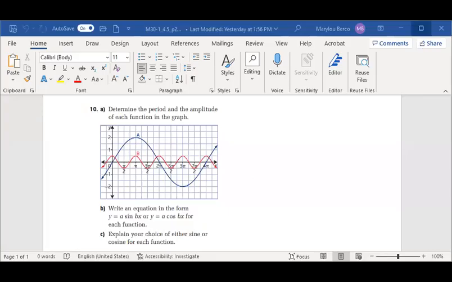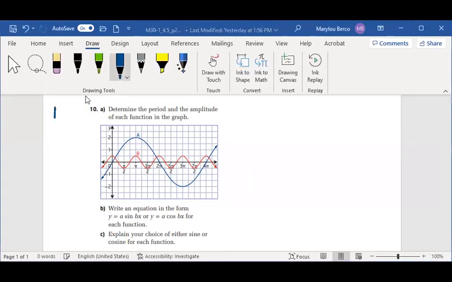Okay, let's take a look at number 10 on page 234. Page 234. Determine the period and the amplitude of each function in the graph. So we have two functions. There's A in blue and B in red. Okay, well, basically, we're going to apply our formula.